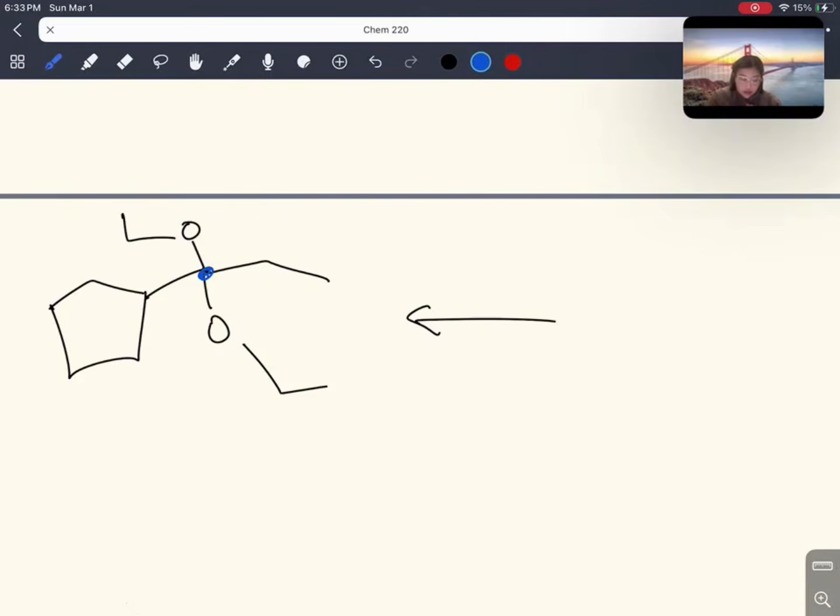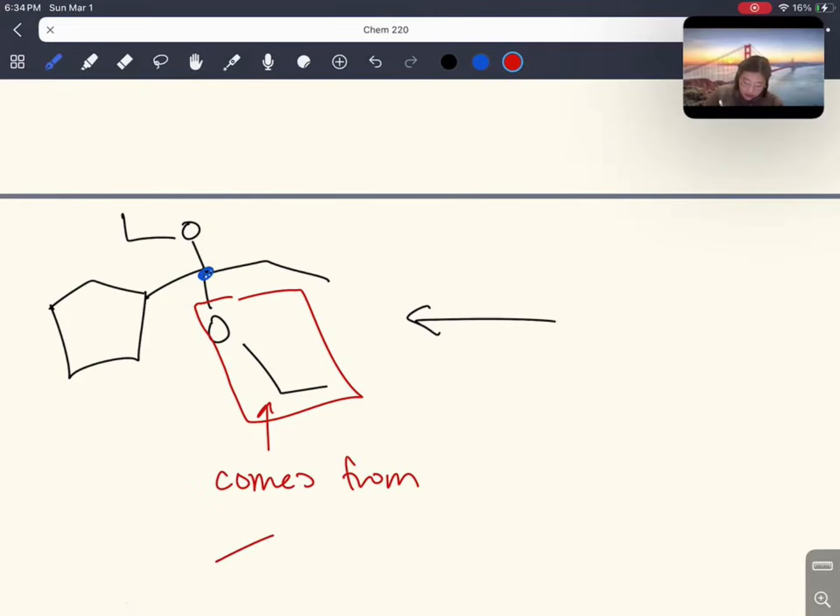And I know that this group over here is going to come from this over here, our ethanol molecule. And I know this group over here is also going to come from our ethanol molecule, right?